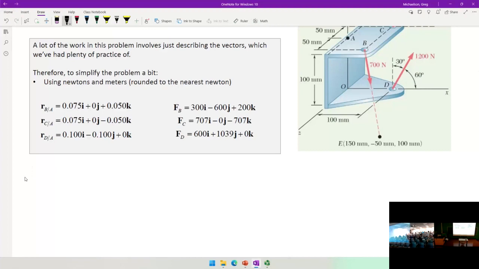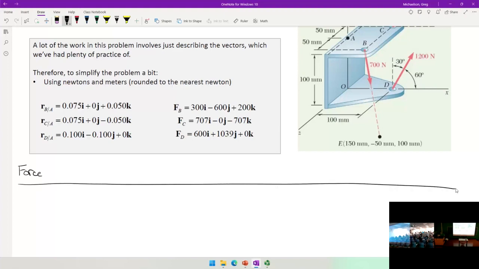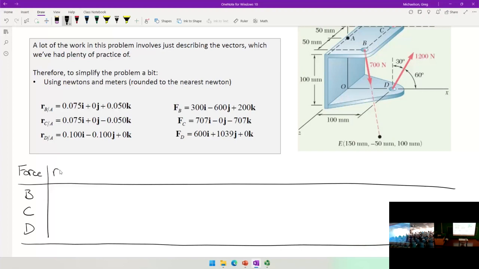So we can go through and do this the same way. For this problem, we have 3 forces. We have 3 R vectors. These R vectors are going to be measured in meters. And you can see, if you look at the schematic, all of the dimensions in the schematic are given in millimeters, but if you look at the position vectors, they've all been divided by 1,000, so they're in meters.